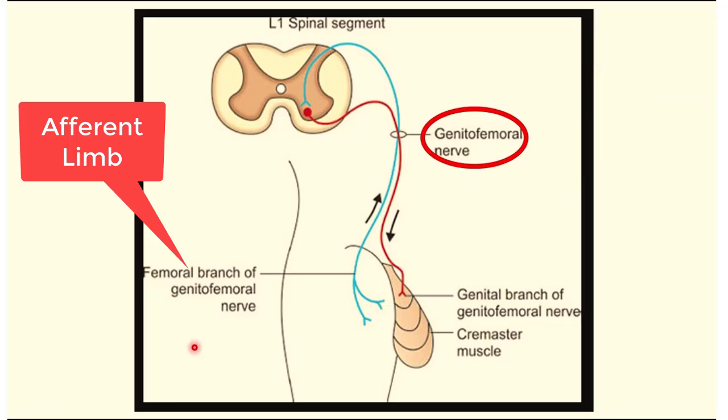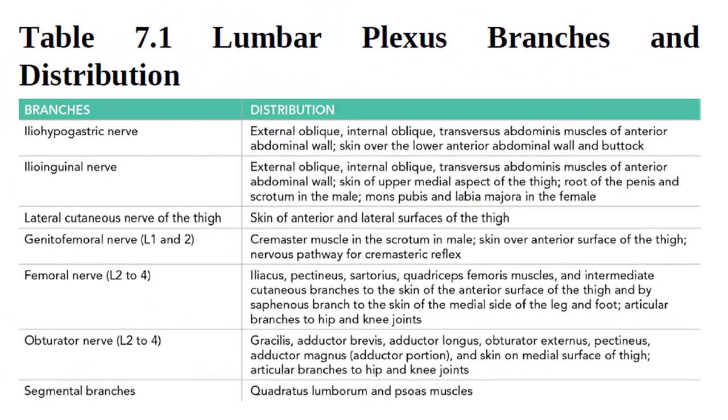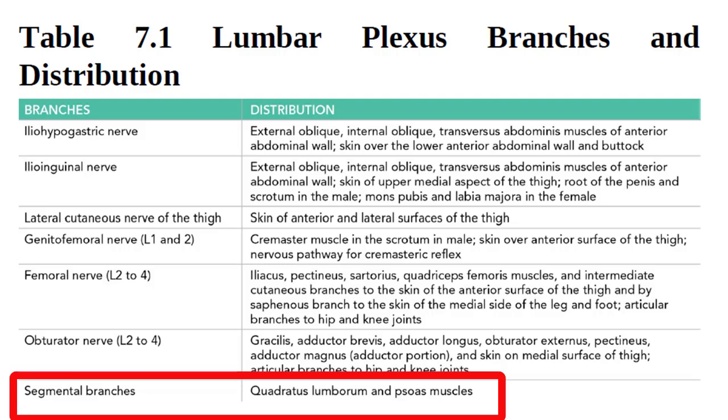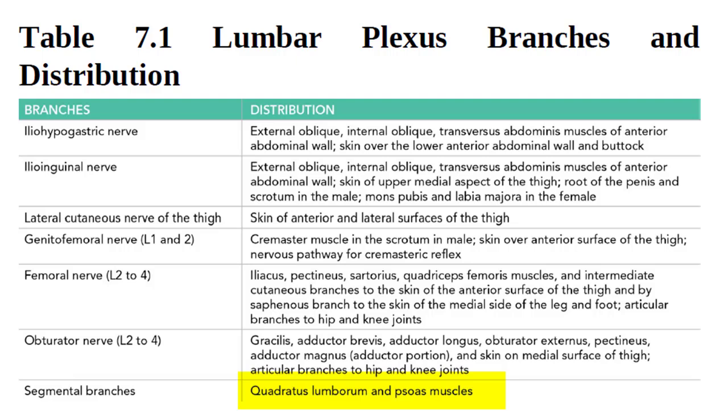Now I will help you to understand this complex table of your book, and I will guide you how much content is important to remember in the lumbar plexus regarding the nerves. As I told you, the segmental branches of this plexus supply two muscles, which are the psoas and the quadratus lumborum, and that we can also see in this table.